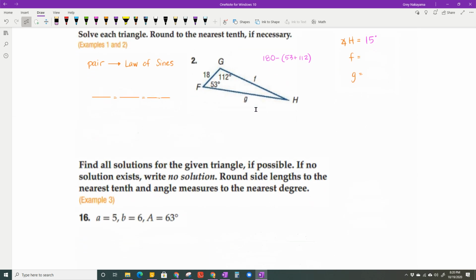Okay, so what I do first off is I put the one that I know in the middle, and since what I have left to find are my letters F and G, those are the ones I'm going to put on top. So I'm going to put my sides on top and my angles on the bottom. So I'm going to put 18 on top.